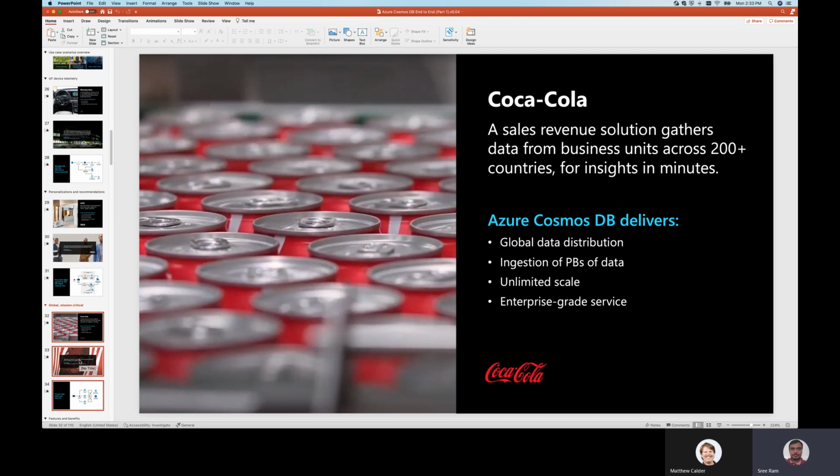And let's talk about our third use case, Coca-Cola, wherein Coca-Cola has lots of bottlers all across the world, and they serve so much beverage across the whole world every single day. And now they want to gather the sales revenue data as it occurs across the world, in minutes versus waiting for such a data set for, let's say, days. So they used Cosmos DB in order to achieve this.